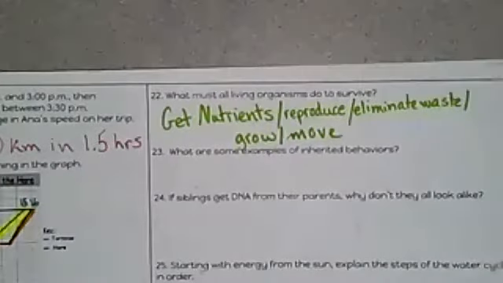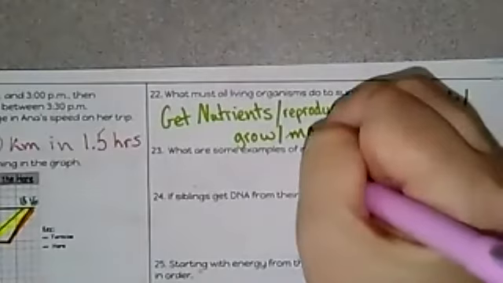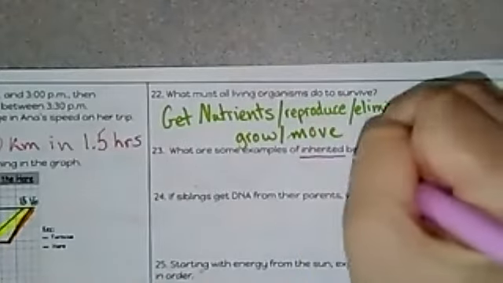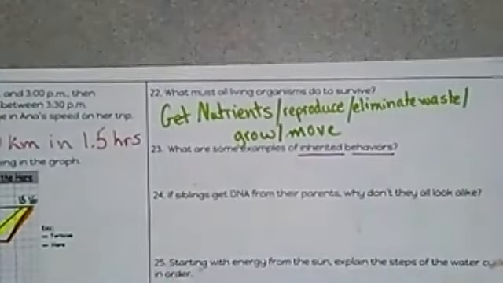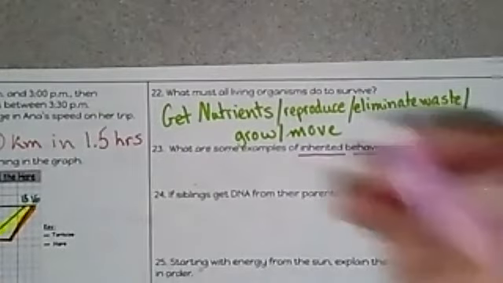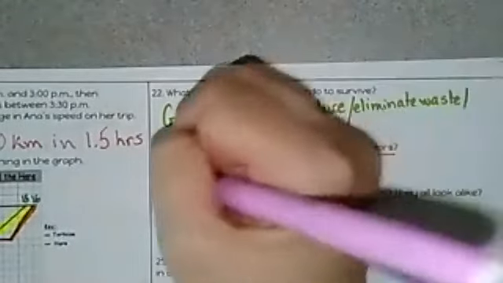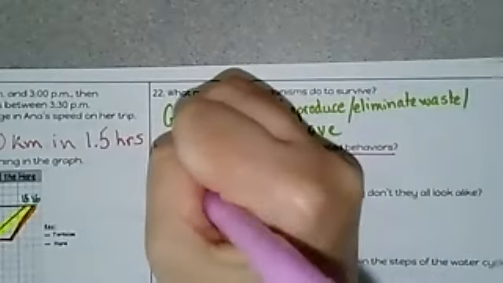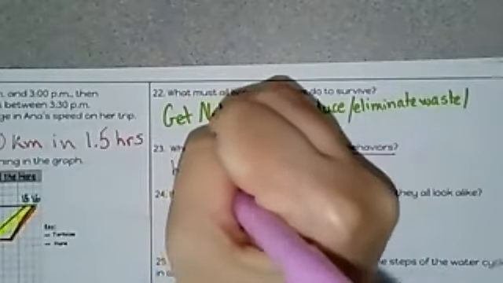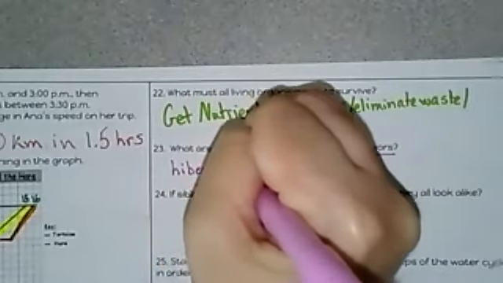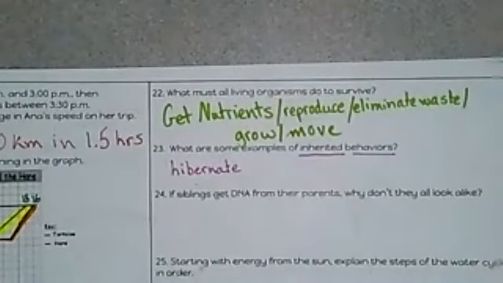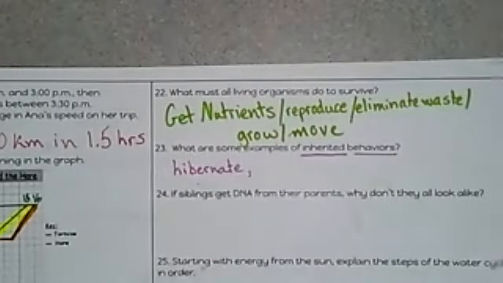What are some examples of inherited behaviors? Miss Ross, I don't understand. How can you inherit a behavior? I'm going to give you a hint. Here's one. Hibernate. Does anybody have to teach a bear to do that? Nobody teaches a bear to hibernate. He knows. What's another example of an inherited behavior?